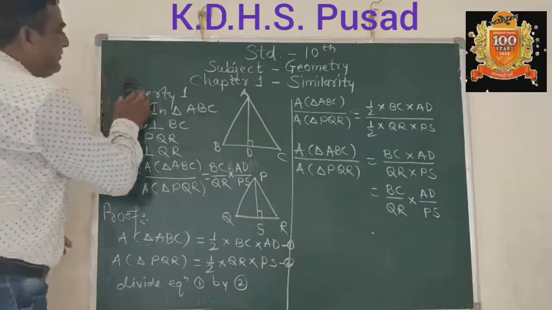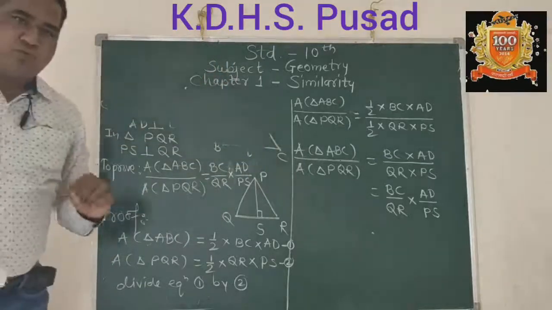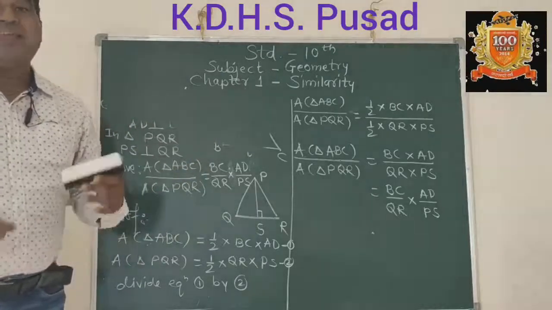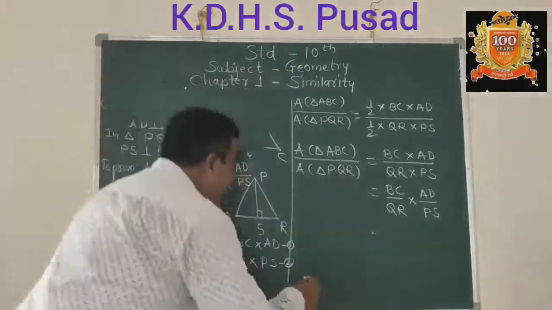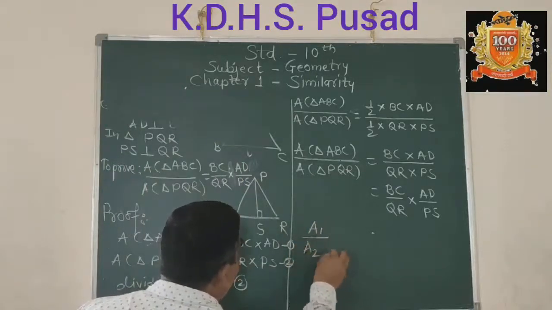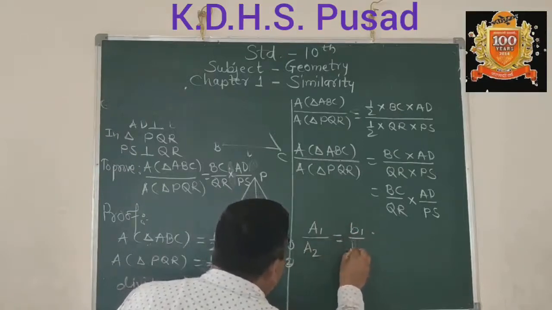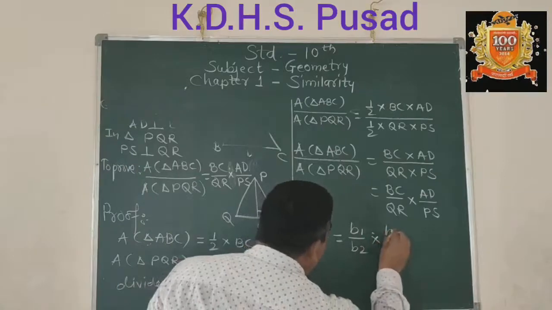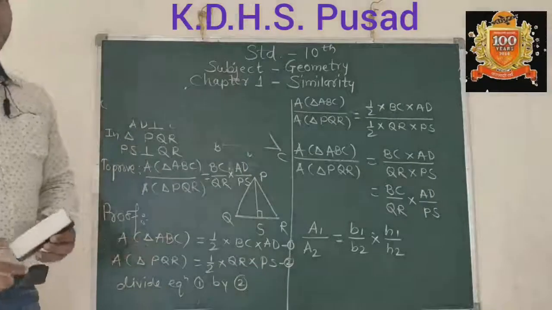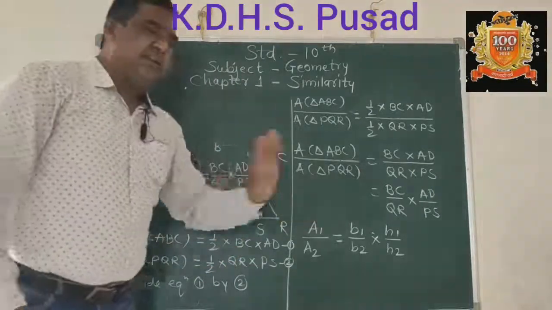So here, now the names of the triangles are given to you. Sometimes, if the names of the triangles are not given to you, in that case, in general, you have to consider this one. That is, area of first triangle by area of second triangle is equal to base of first triangle by base of second triangle into height of first triangle by height of second triangle. In this way, A1 by A2 is equal to B1 by B2 into H1 by H2. That is base and height.